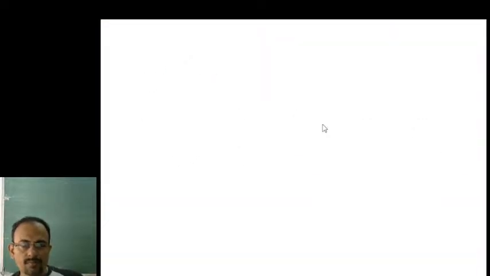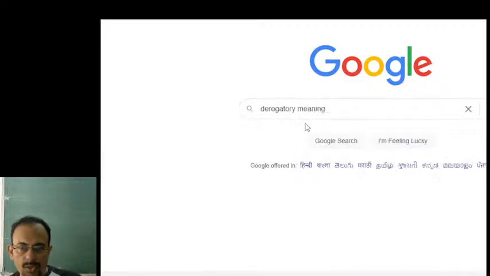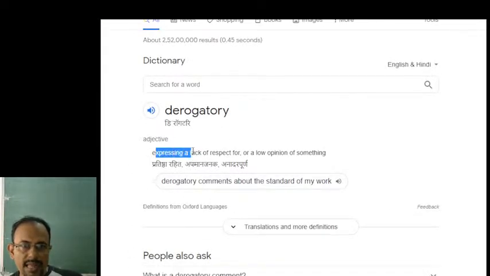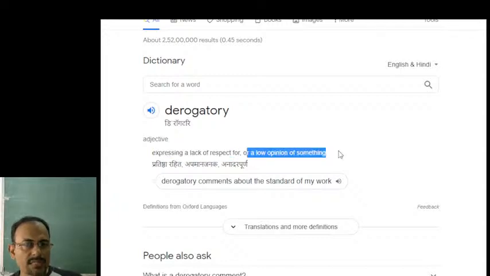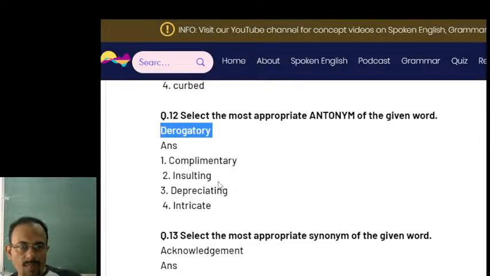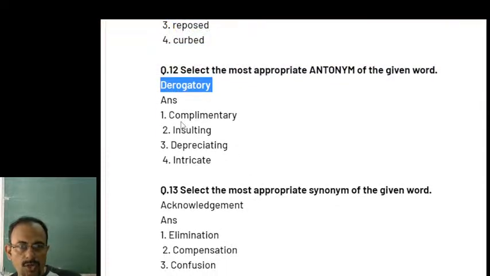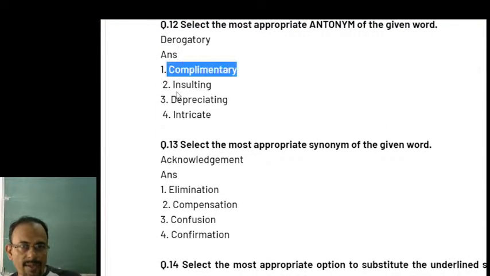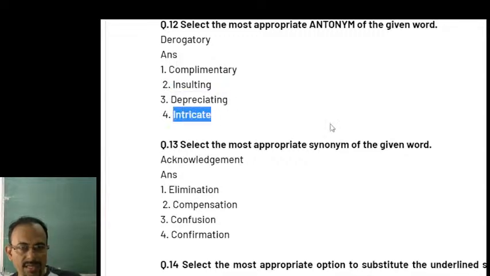So, derogatory is something of, like, for example, I show you here, the easy meaning, let me show you, expressing a lack of respect or a low opinion of something, that is derogatory, okay. Something that you have said or done which is not showing proper respect to a person or which is showing low opinion about a person or something, that is called derogatory, right? So derogatory comments can be derogatory remark, right? So anyway, tell me now, what is the antonym of the word derogatory then? Is it complimentary, insulting, depreciating or intricate?